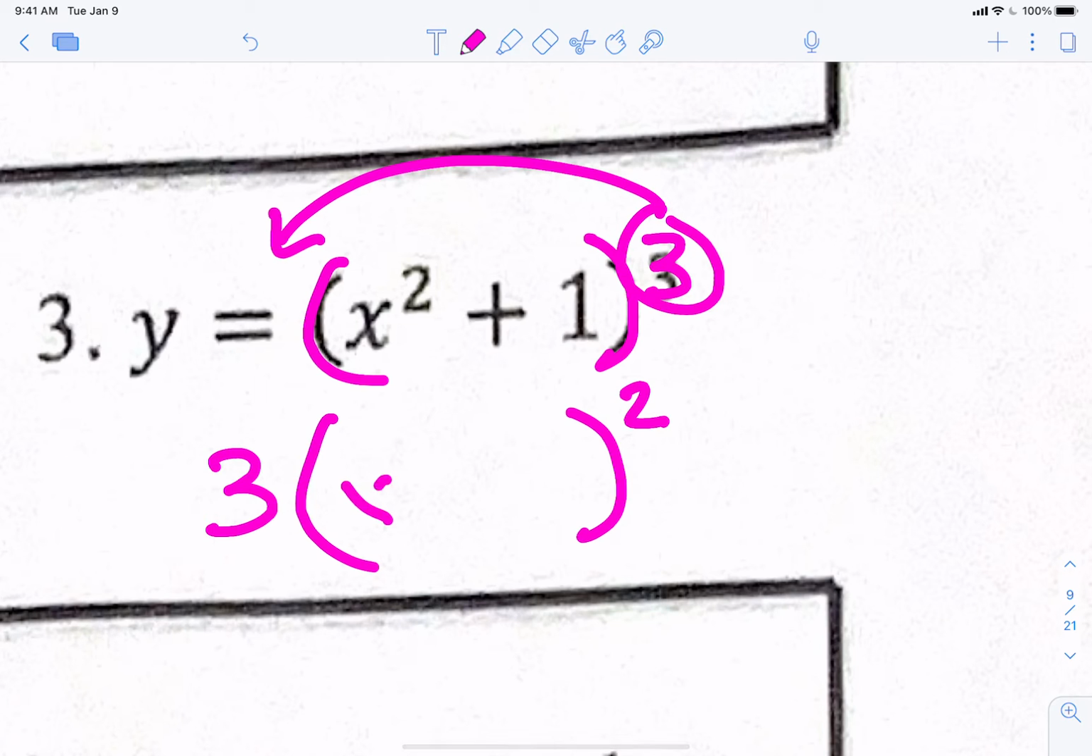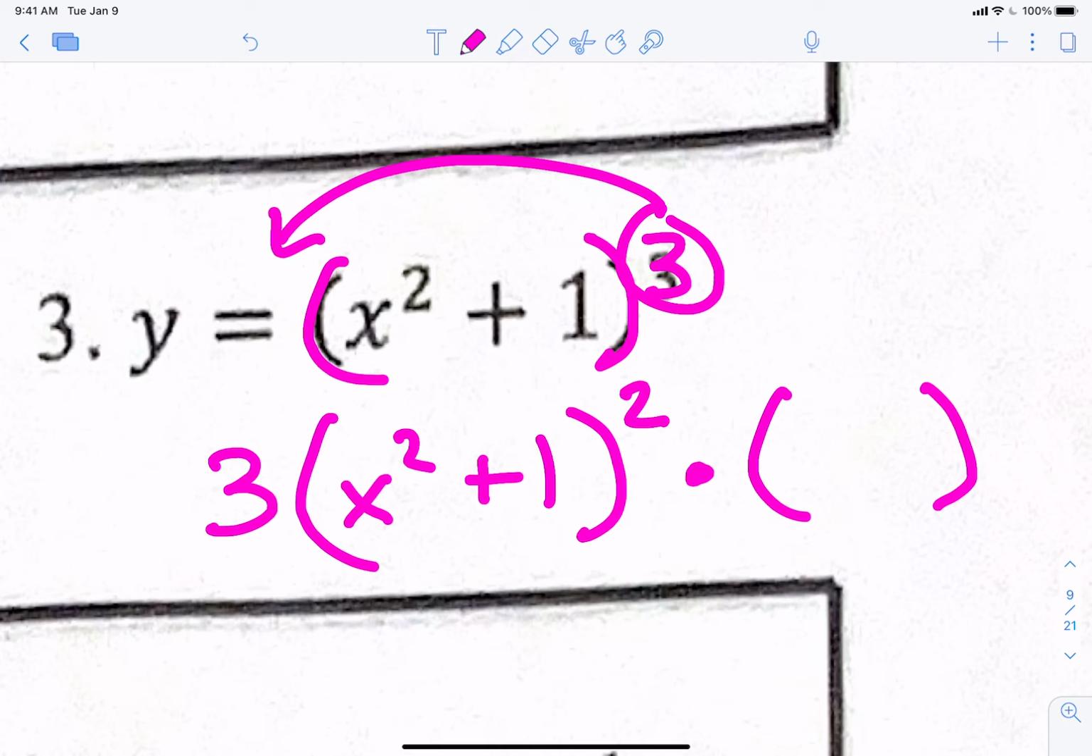The inside step is going to stay, except the only difference is when you're doing the chain rule, you have to multiply then by the derivative of the inside, okay? So 2x. So it's just kind of like the power rule in the overall thing. The 3 comes down in front, you subtract 1 from the exponent, you leave the inside, but then you multiply by the derivative of the inside, okay?